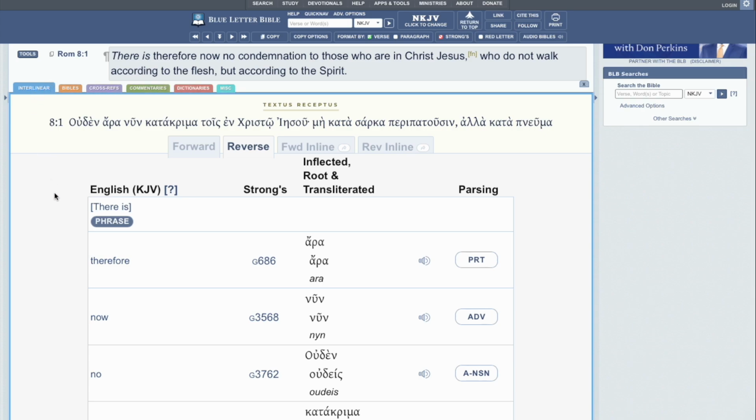So interlinear is what comes up here. You see there is therefore now no condemnation. You kind of see these words down here. There's no Greek representative for that. Therefore, here's the Greek representative for therefore. And actually you can see how I'm moving down with my cursor, and then do you see up here on the top, it's actually telling me what word it is. So this is the word that represents the word now. This is the word that represents the therefore. Okay, there's the word for no, and so forth.